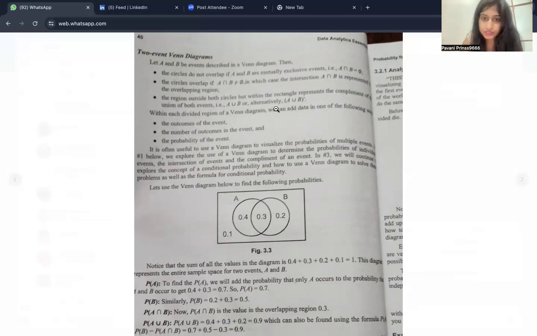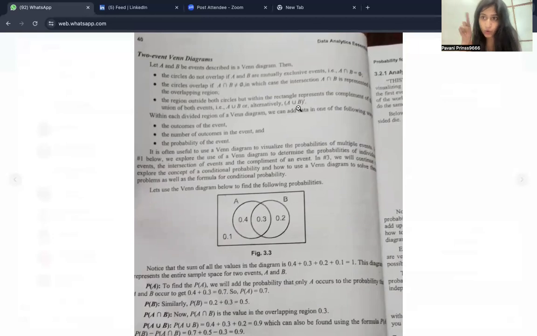How do you write it? Do you see here? A union B whole complement. You can just put a small one at the top. Okay, A union B complement. So I hope you understood.